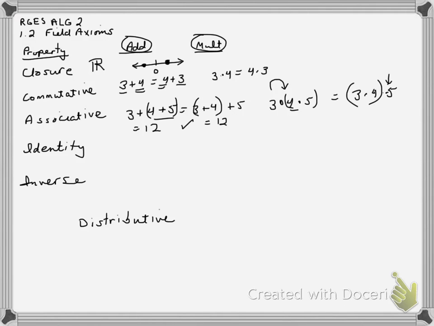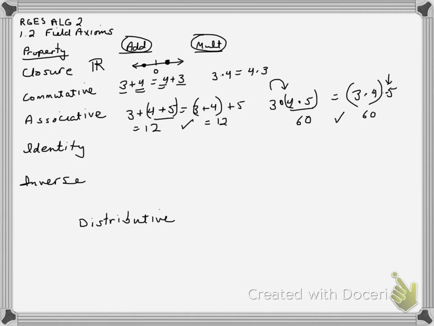Well, let's see. 4 times 5 is 20. 20 times 3 is 60. 3 times 4 is 12. 12 times 5 is 60. And so the associative property holds for both addition and multiplication.